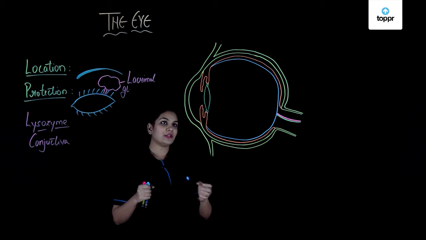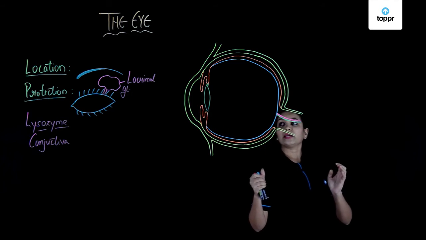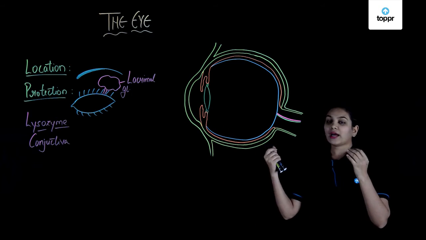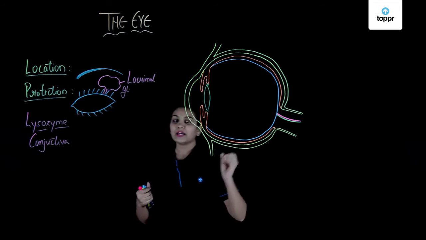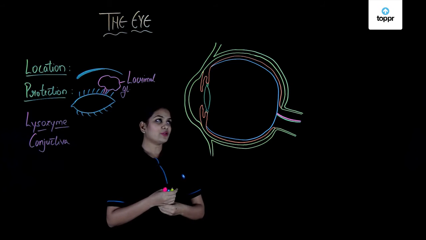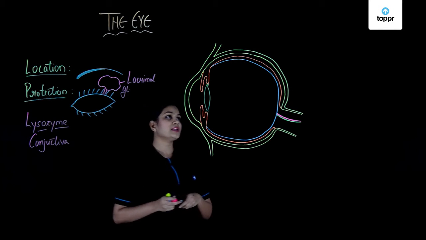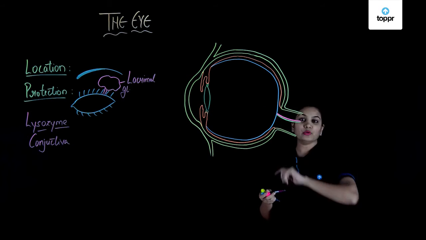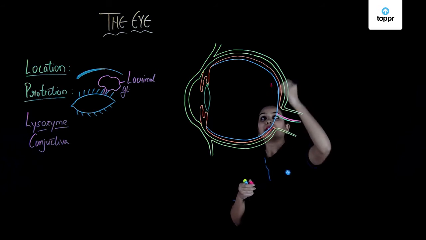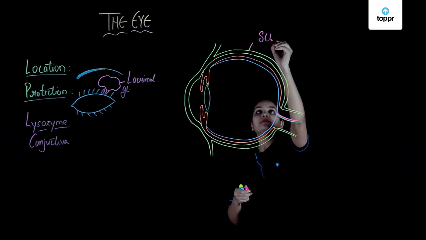Coming next, let's have a look at the structure of the eye. As we know, the eye is present in the eye socket, right? So this is the eyeball which is present in the eye socket. Now let's have a look at the different layers of the eye. Here we see that the eye is formed of 3 layers which I have drawn in green, orange and blue color. The first layer that we are going to observe is the sclera.